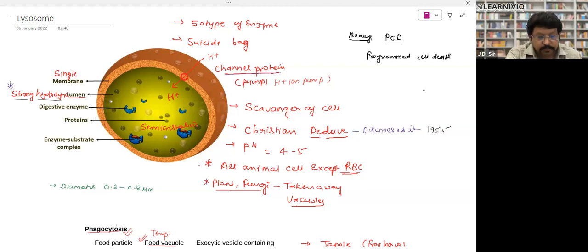Next point. They are also known as scavenger of the cell because they eat and digest old or dead cell organelles. Full stop.